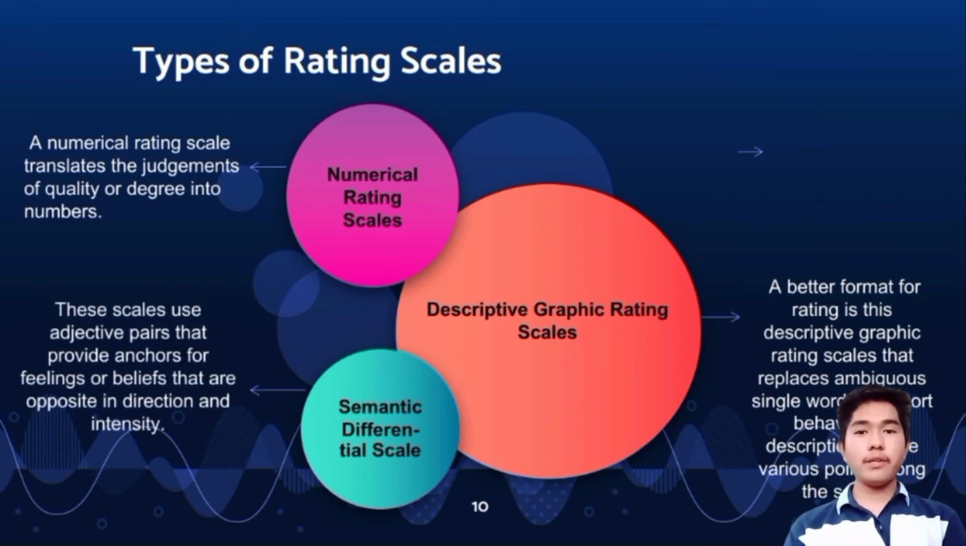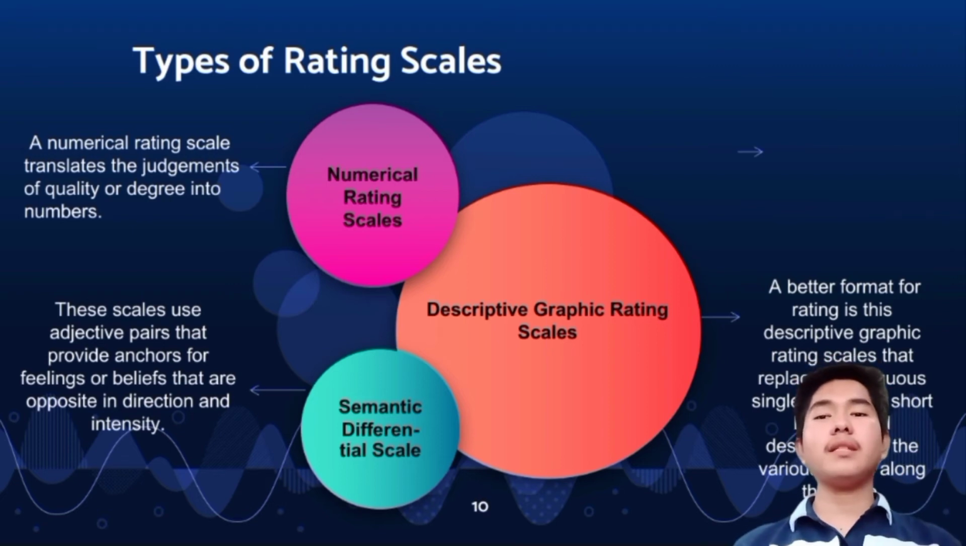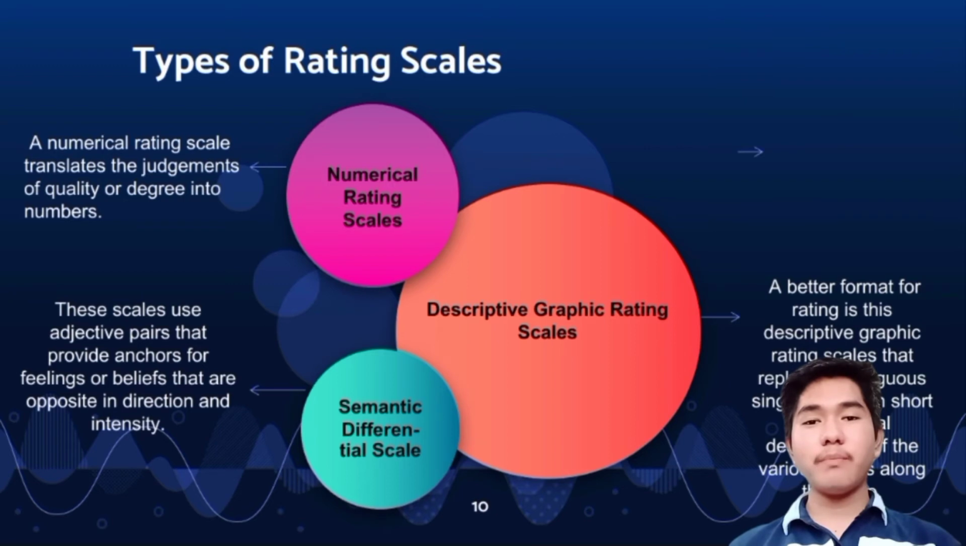Another common approach to measuring affective traits is to use a variation of semantic differential. These scales use adjective pairs that provide anchors for feelings or beliefs that are opposite in direction and intensity. Students would place a check between each pair of adjectives that describes positive or negative aspects of traits. Semantic differential scale, like other selected response formats, makes it easier to assure anonymity. Anonymity is important when the traits are more personal, such as values and self-concept. It is also an efficient way of collecting information.